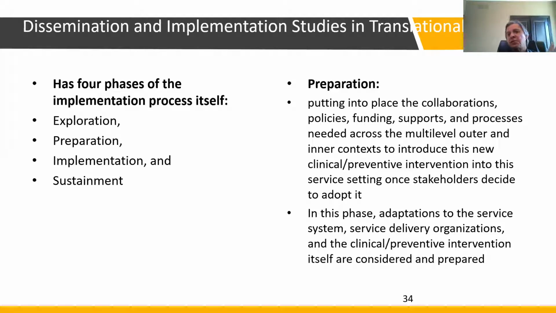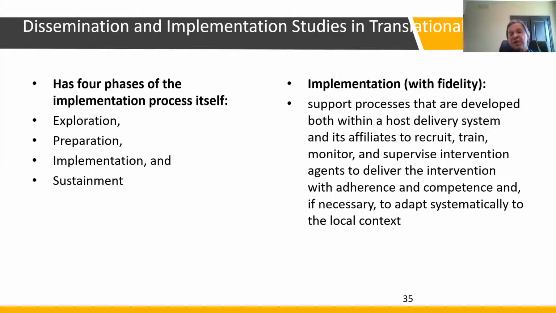When we talked to those researchers from those 21 apps and mobile and text type of strategies that somewhat were working, they could not give us more information on how they envisioned that collaboration, the policies, funding, support, and processes. There was a lot of information that they could not give us on that. And even something they should know better, implementation fidelity, was missing in some of those based on what they thought was the original design of the intervention. So support processes are developed both within a host delivery system and affiliates to recruit, train, monitor, and supervise the intervention.